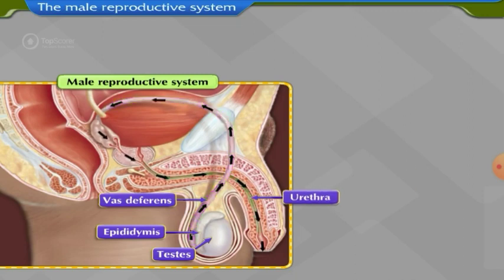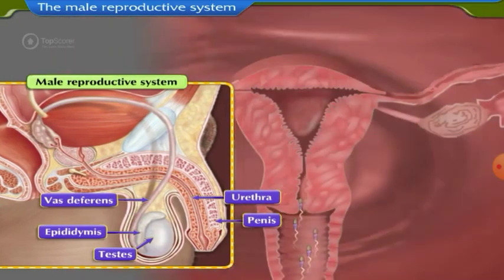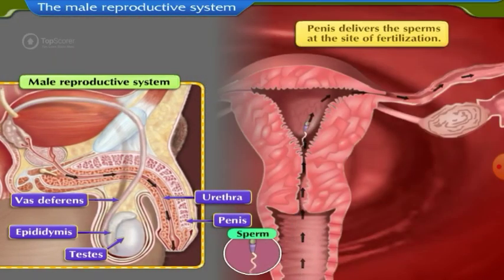The urethra forms a common passage for both sperms and urine. Urethra carries sperms to the penis, which opens outside the body. Penis is the organ of the reproductive system that delivers the sperms at the site of fertilization.